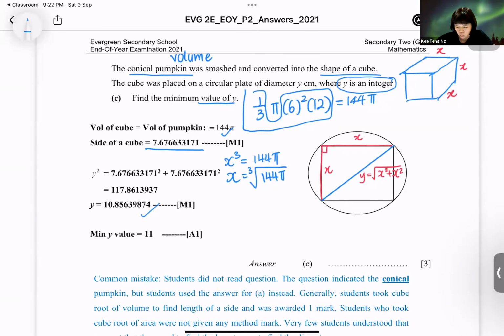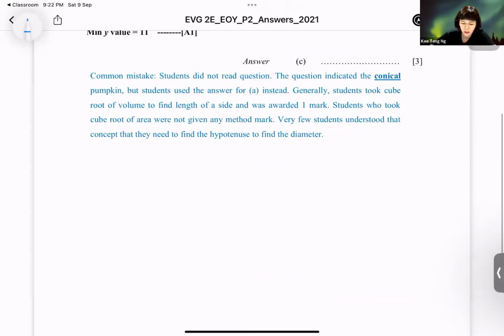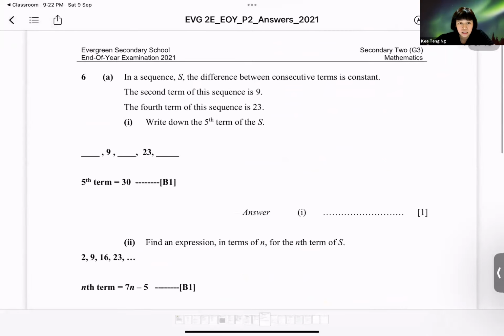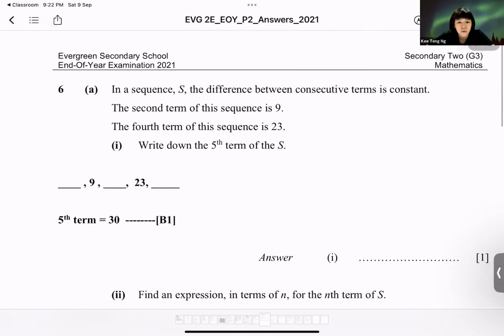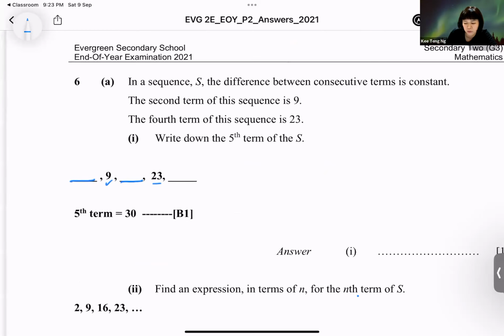Right. Next one, next question. Question number 6. In a sequence, the difference between consecutive terms is constant. So this is the one looking for a constant term, right? The second term of the sequence is 9, the third, and the 4th term is 23.